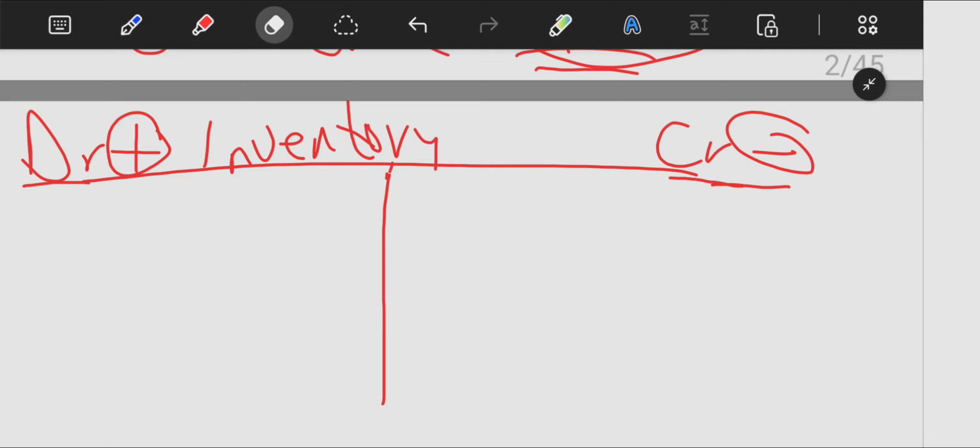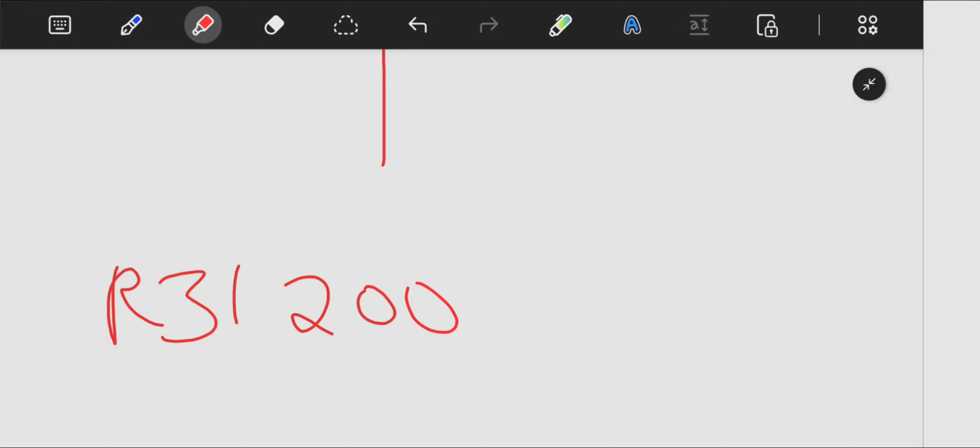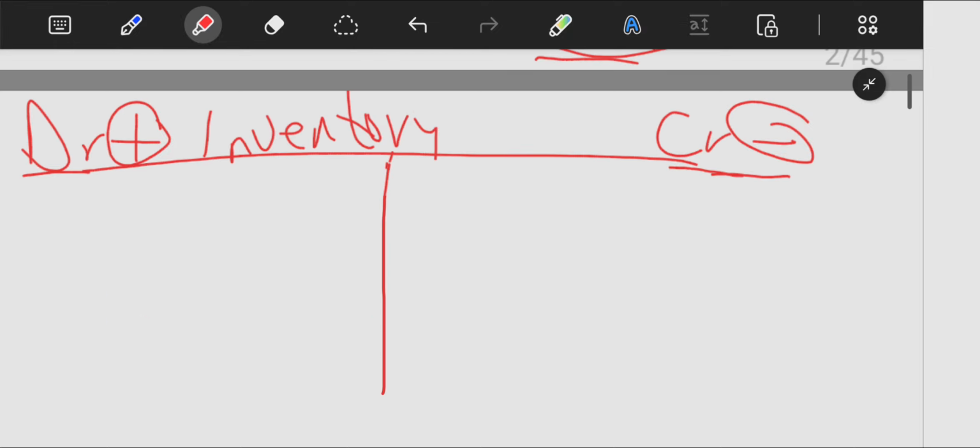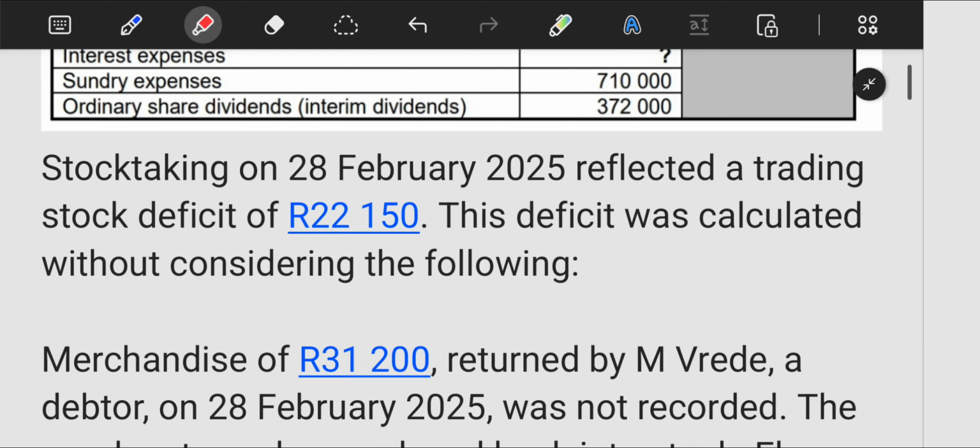From what you are told, the value of the merchandise returned is how much? 31,200.